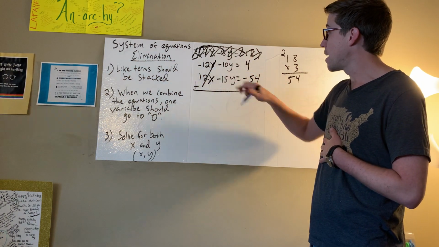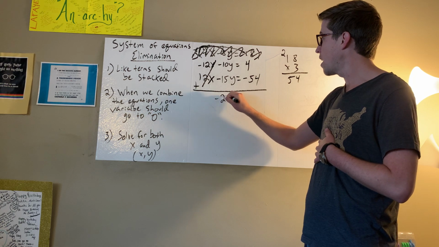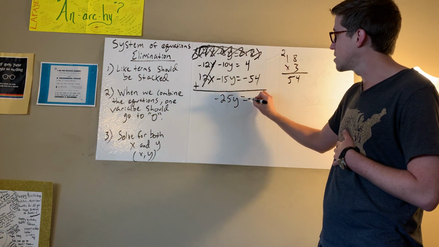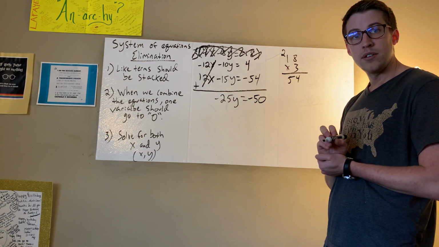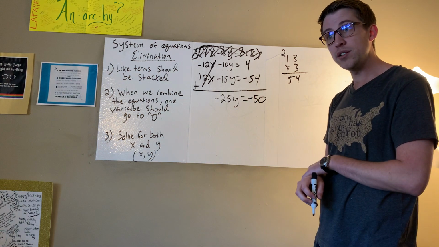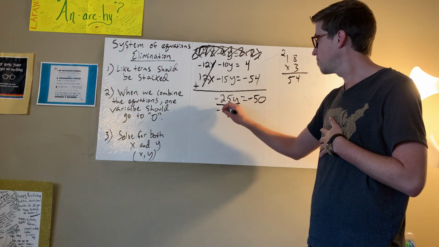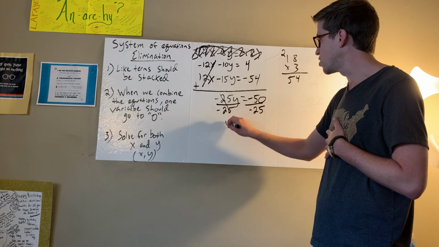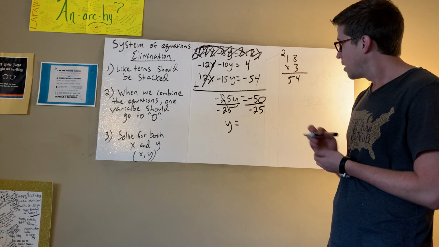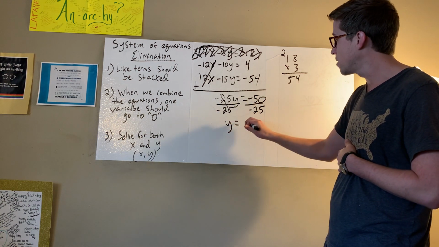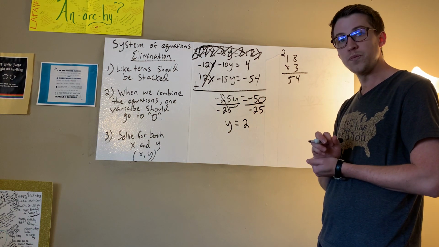Negative 10y minus 15y is negative 25y. Positive 4 minus 54 gets us to negative 50. Since there's nothing in between the number and the letter, this stands for multiplication. So the opposite is division, which gets us to just a nice y equals. A negative divided by a negative is a positive. 50 divided by 25 is 2.